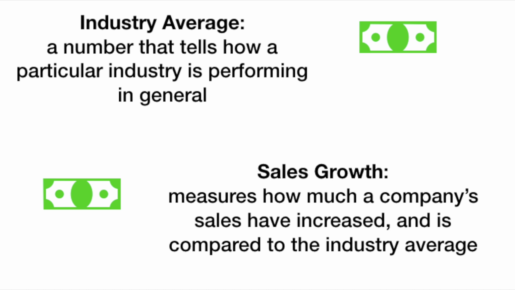The next concept is industry average. An industry is a type of business. An industry average is a number that tells how a particular industry is performing in general. Sales growth measures how much a company's sales have increased, and an investor then compares a company's sales growth to the industry average. Would you want a company's sales growth to be higher or lower than the industry average? Why is a higher sales growth the sign of a healthy company? You want a sales growth that is higher than the industry average. Also, a company depends on its sales to be successful. The more sales a company makes, the more money it makes also.